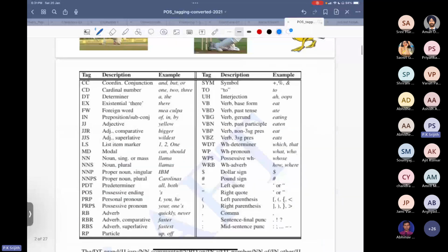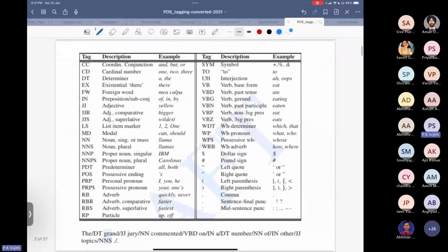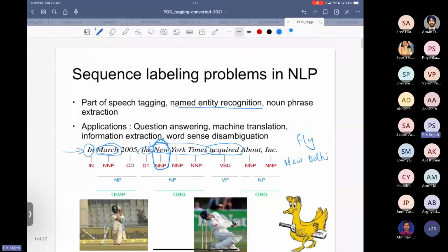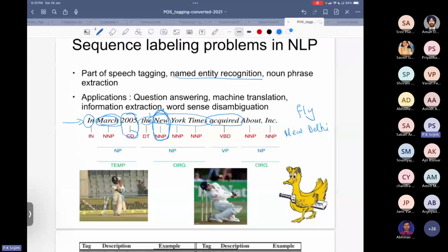So if you come back to part of speech tagging, these are the different part of speech tags typically used in NLP, natural language processing. CD represents some sort of a cardinal number. For example, what we saw here: 2005 is a cardinal number, so it got a part of speech tag like CD.